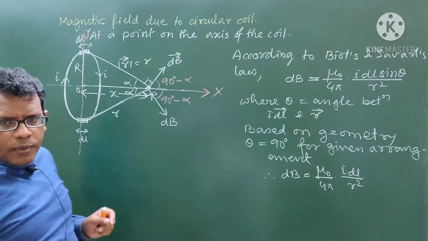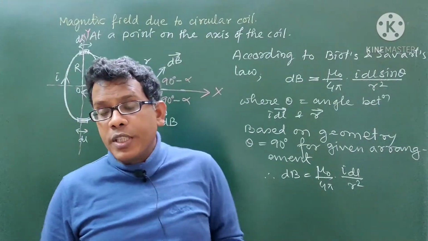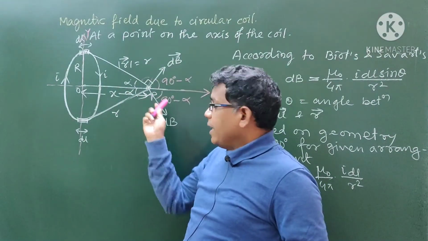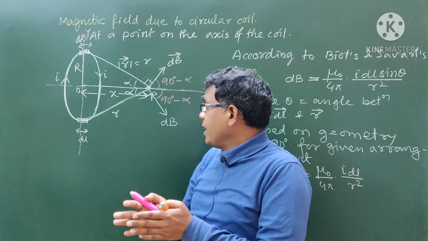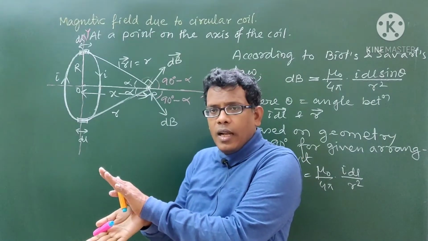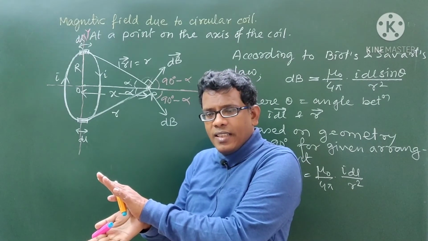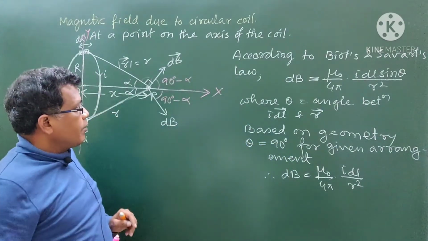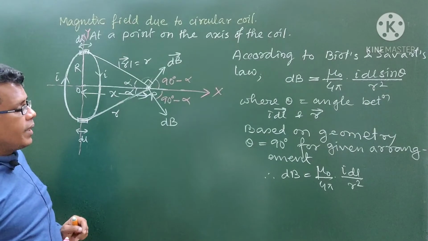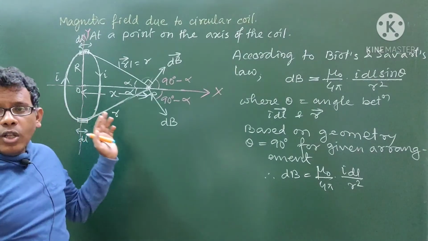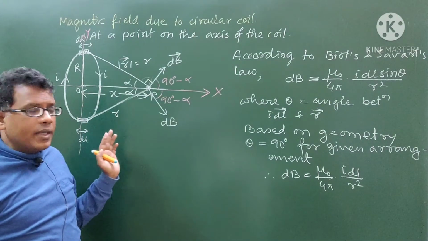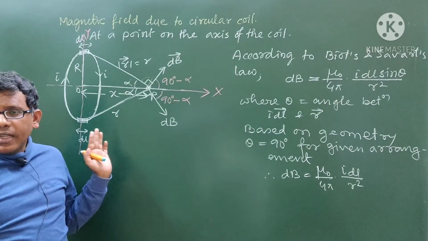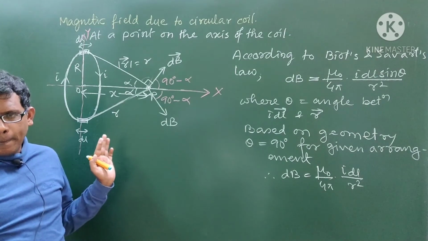So for one pair of diametrically opposite current elements, the magnetic fields at an axis point, instead of appearing along one line, appear at an angle of divergence. If they appear at an angle of divergence, that means for all sets of diametrically opposite current elements, similar things will take place.